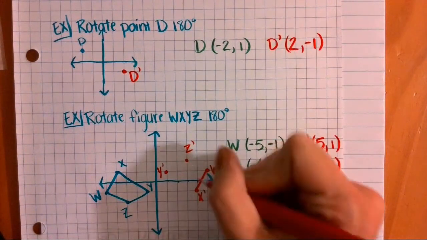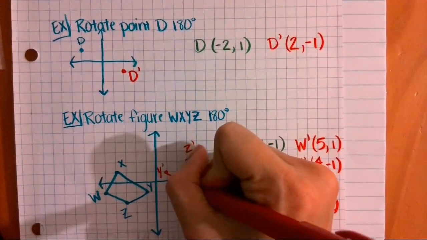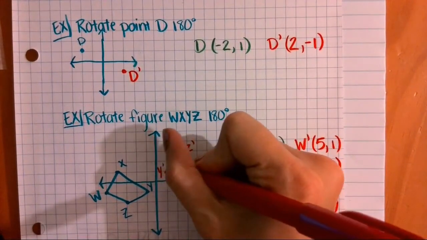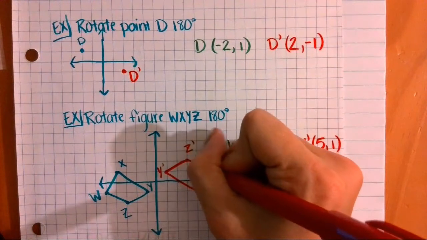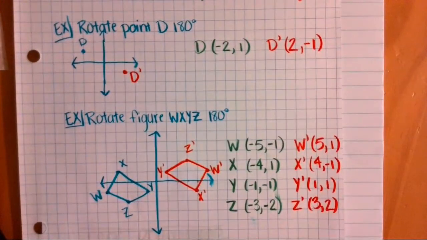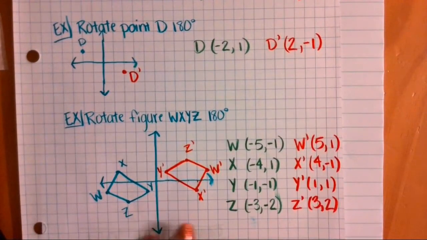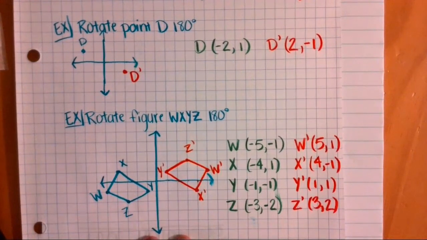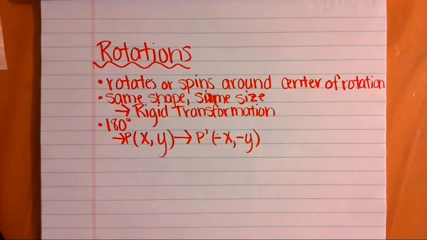We'll connect them in order. W, X, Y, Z, and then back to W. So I have my pre-image and my image of figure WXYZ rotated 180 degrees.